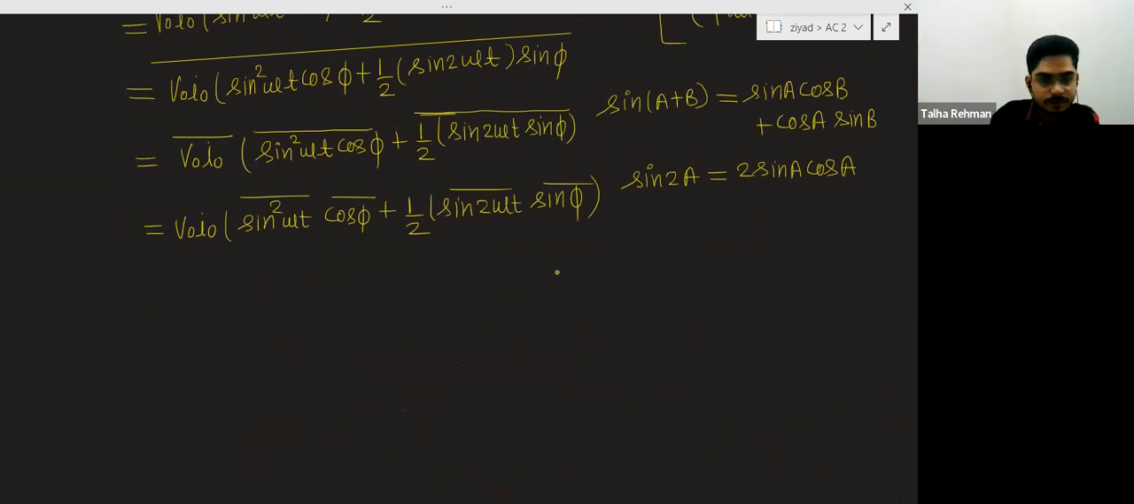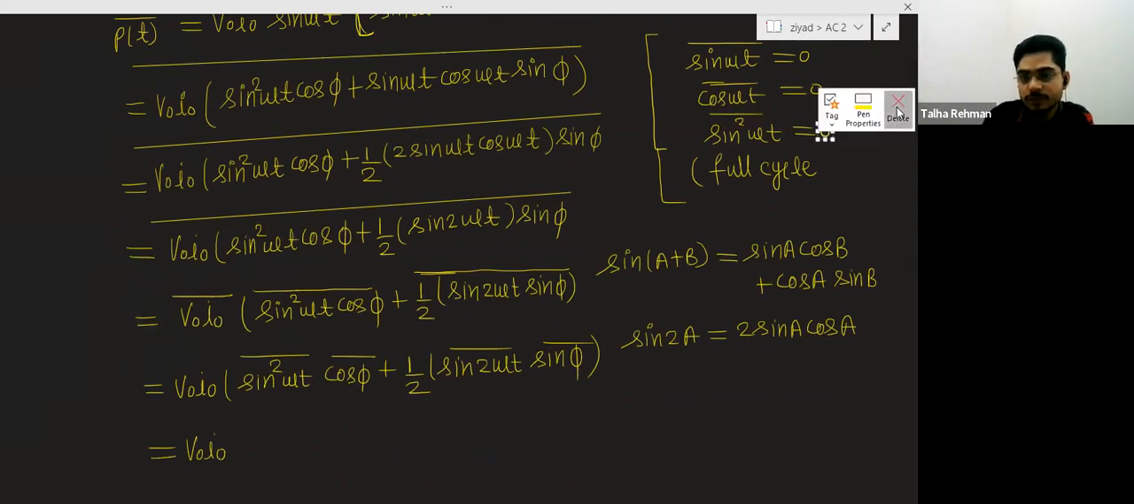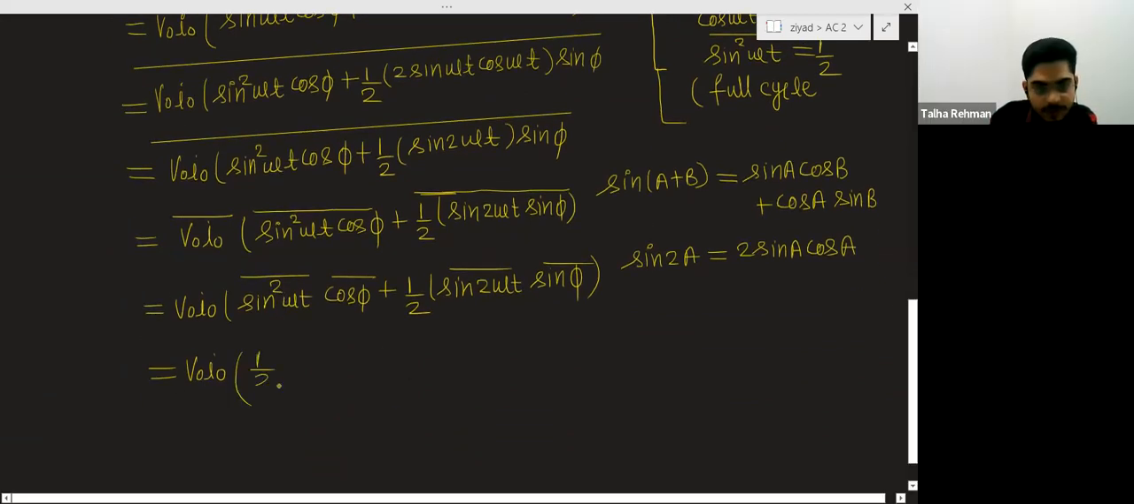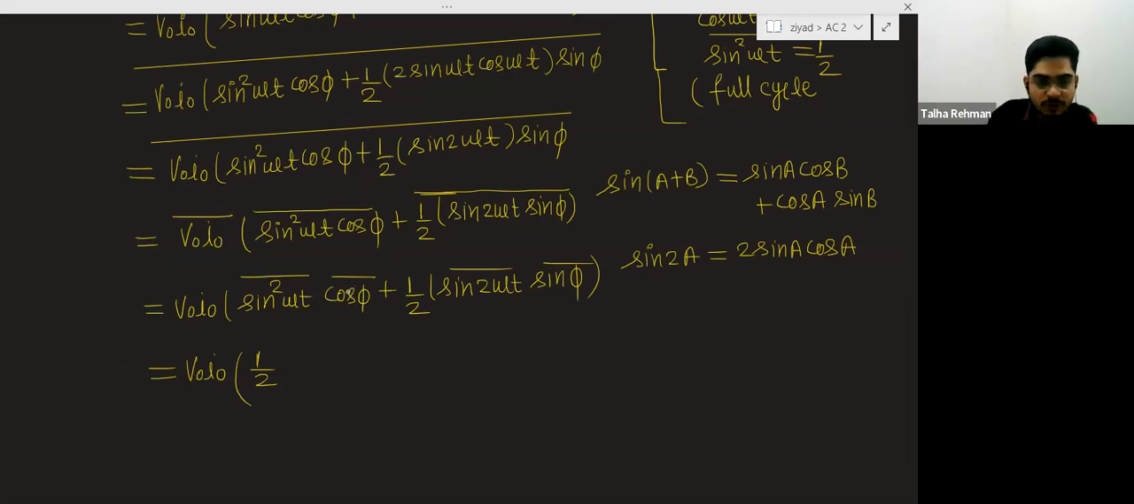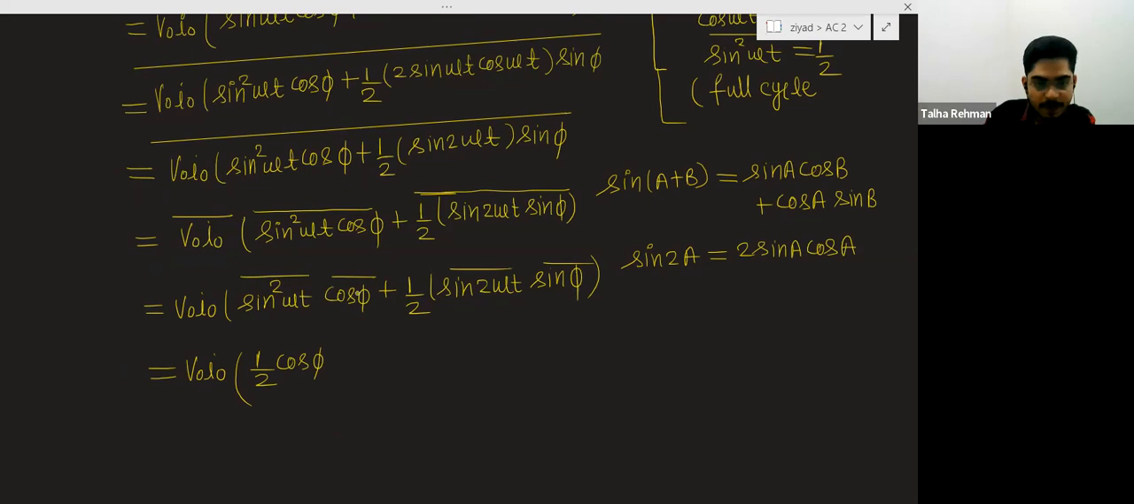Now, this is V naught and I naught. Now this thing will be used: the average of sine square omega t is not 0, it is equal to 1 by 2. I have told you. So this will be 1 by 2. And the average of cos phi will be cos phi because this is a constant quantity. The phase difference is constant, so cos phi will be constant. So plus half now.